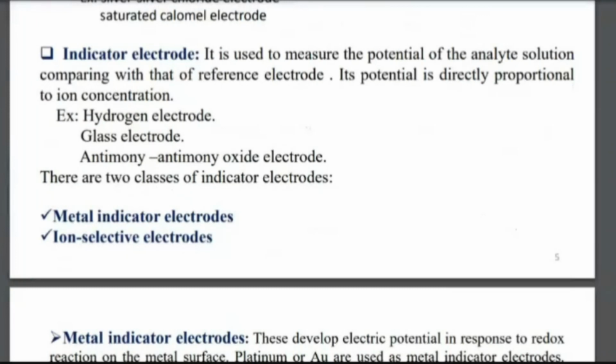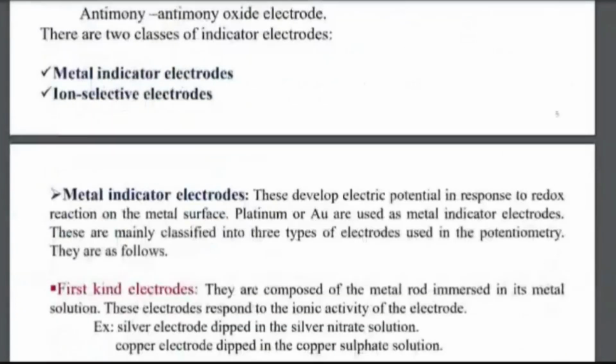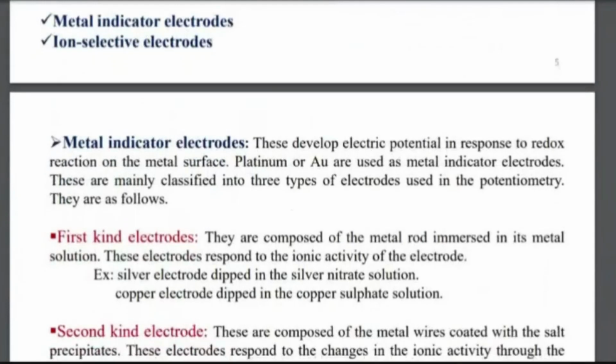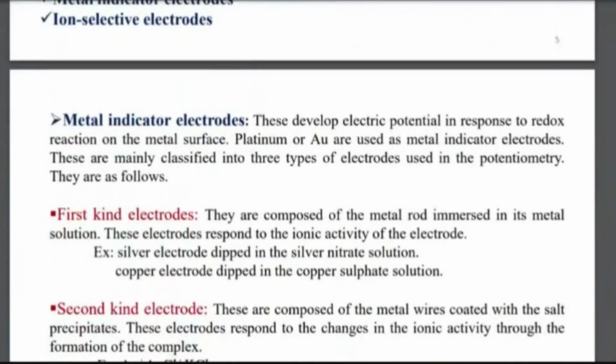Now, there are two classes of indicator electrodes. First is metal indicator electrodes and second is ion selective electrodes. Now, these ion selective electrodes are there in your syllabus. We will quickly see what these metal indicator electrodes are. We will not go deep into that, we will just see their definition. These metal indicator electrodes develop electric potential in presence of a redox reaction on the metal surface. Platinum or silver are used as metal indicator electrodes.